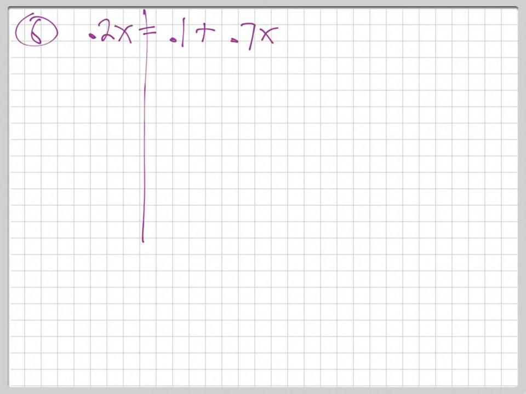So anyway, we have x's on opposite sides, left side, right side. So what do we do when we have x's on opposite sides? Get rid of the lower one. So go ahead, just use your calculator if you want to, and get rid of the lower one. Okay, so what's the first step? Subtract 0.2x from both sides. Does that make sense? Because that's the lower one, right?